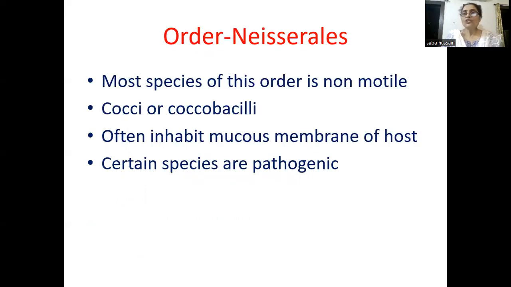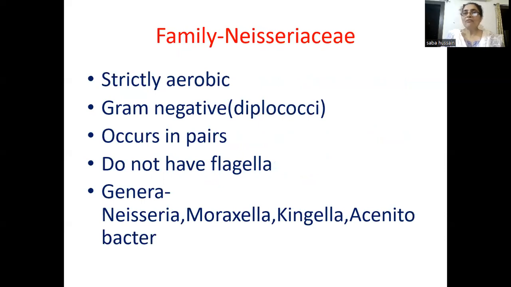Now we are focusing on genus Neisseria, so that comes under the order Neisseriales. Most species of this order are again non-motile. So I told you in the phylum that there are certain exceptions in that class itself. So here we will be focusing on order Neisseriales. These are the following characteristics found in order Neisseriales. That is cocci or cocobacilli. They often inhabit the mucous membrane of the host, and certain species of this order are pathogenic also.